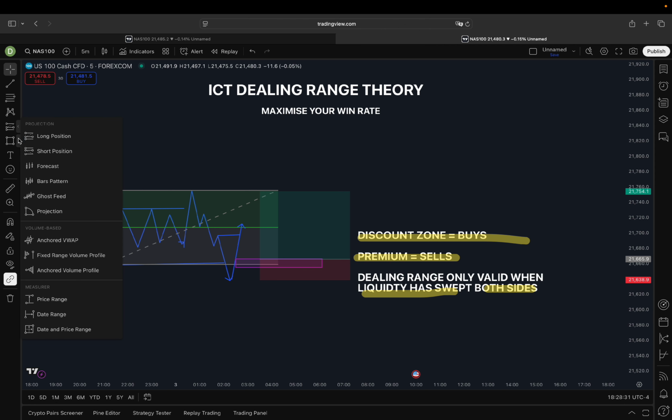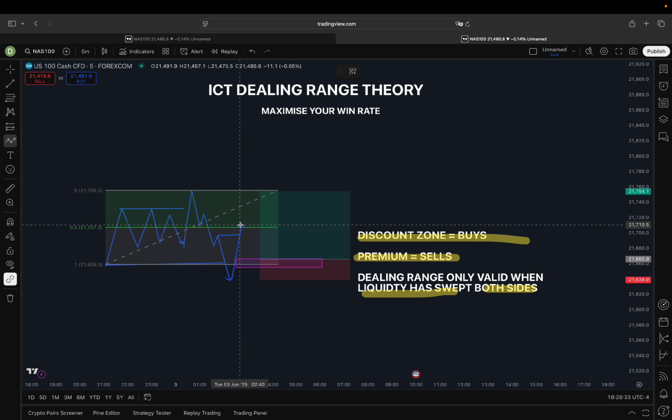Obviously this is just a model example. We are going to be going over the live chart in just a second. And like that, we hit TP. Now, if this hasn't made sense as of yet, I will be going over the live example on NAS 100.